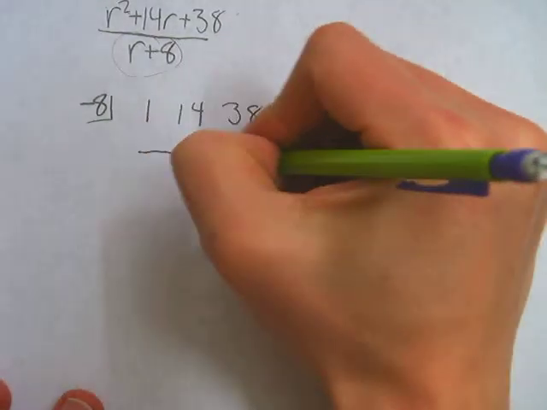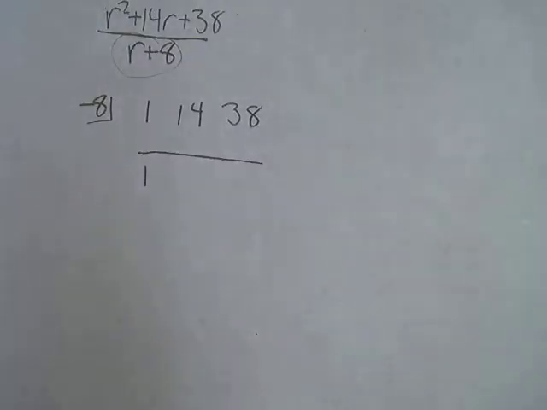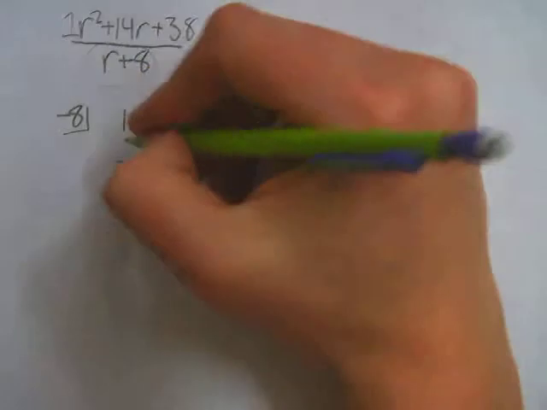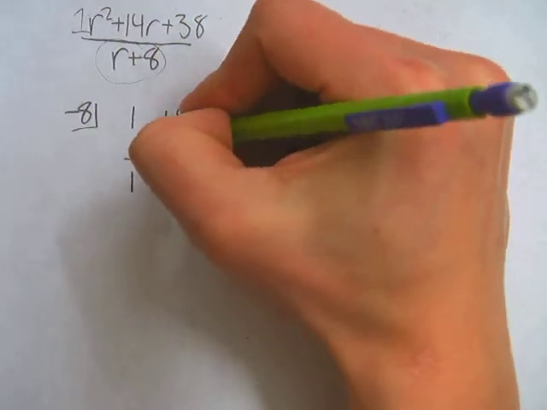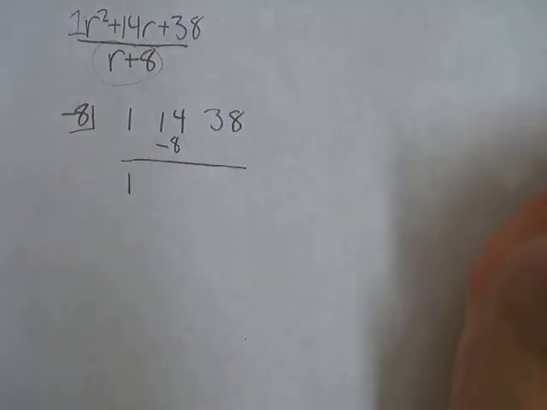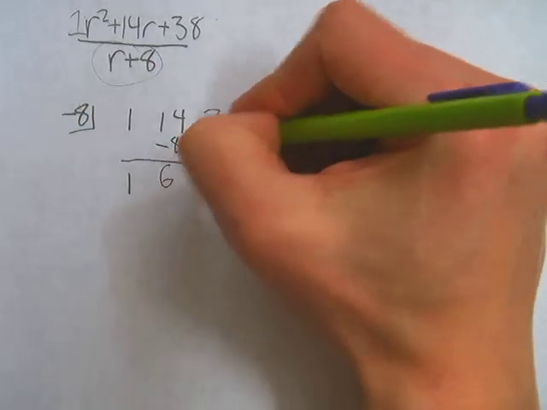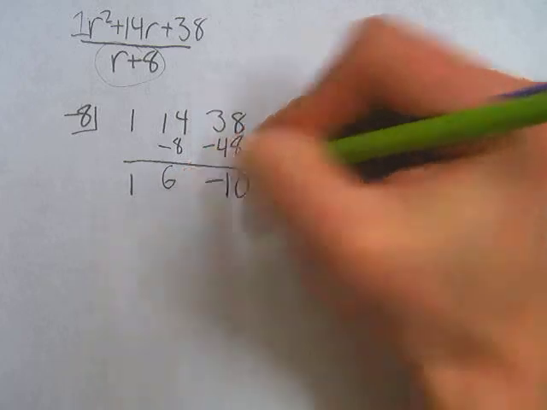Draw my line, drop down my 1. If you're curious where the 1 comes from, it's 1r squared. That's why I'm writing 1 there. All right, 1 times negative 8 is negative 8. Sweet. Add those together, 6. 6 times negative 8 is negative 48. So I got a negative 10.